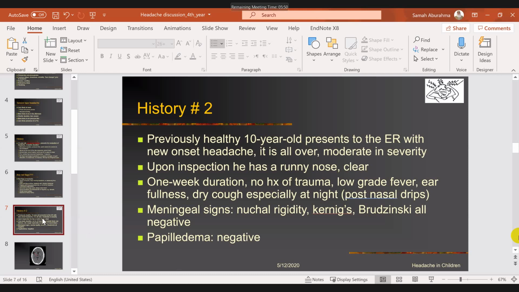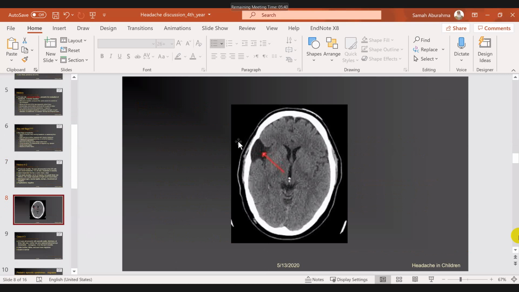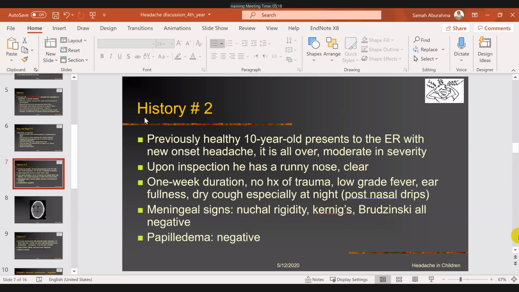Now, unfortunately, when this patient came to the emergency department, they decided to do a CT scan. The CT scan showed an abnormality. What is this abnormality? This is an arachnoid cyst, okay? It is an incidental finding. It is not serious, does not cause headache. Anybody can have an arachnoid cyst. Unfortunately, when this patient was evaluated in the ER, they found this arachnoid cyst, and told him he has a cyst.